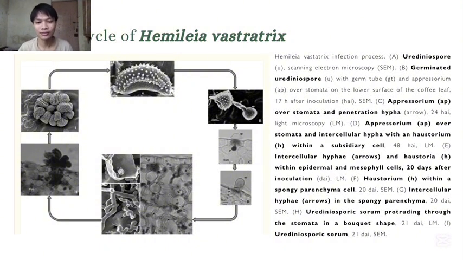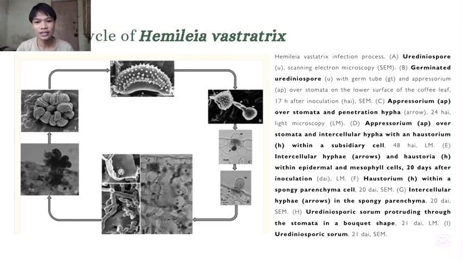The last phase of the infection process of Hemileia vastatrix is spore formation and release. Around 21 days after inoculation, the fungus produces new urediniospores within specialized structures called sori. These protrude through the stomata in a characteristic bouquet shape, as seen in the upper left of the figure. The sori release urediniospores into the environment, visible under the scanning electron microscope, which signifies the complete cycle and allows the fungus to spread to new plants.